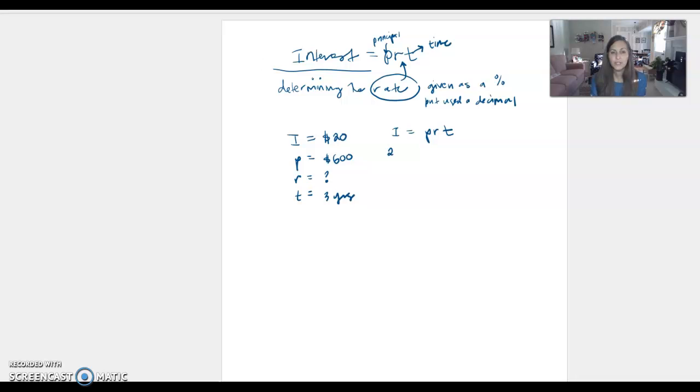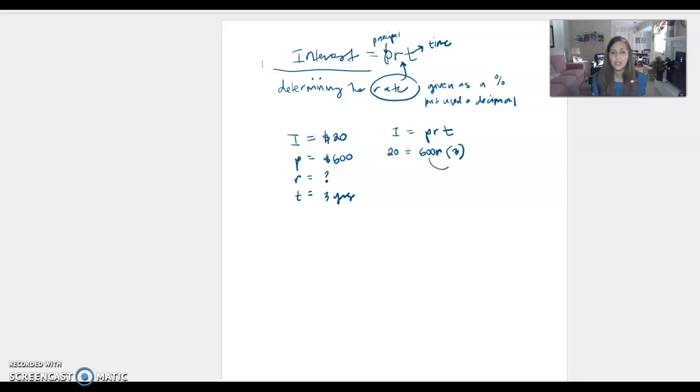So interest is 20, so I put 20 in for I. Principal is 600, so I put a 600 in for P. I do not know R, so I'm just going to leave it as an R. And I know that the time is 3 years. Well, the question is, how do you solve this equation for R? We're trying to determine the rate.